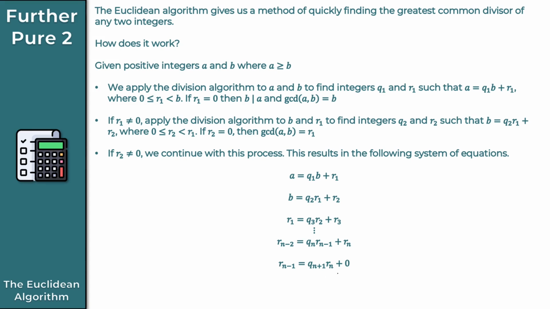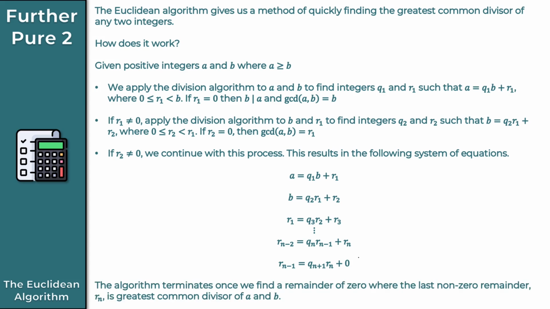So for the final step, as you can see here, we get a remainder of 0. The Euclidean algorithm terminates once we reach a remainder of 0. And in that case, the last non-zero remainder, Rn, that's this remainder here, just put a box around this. So Rn is the greatest common divisor of a and b, the two numbers that we started with.